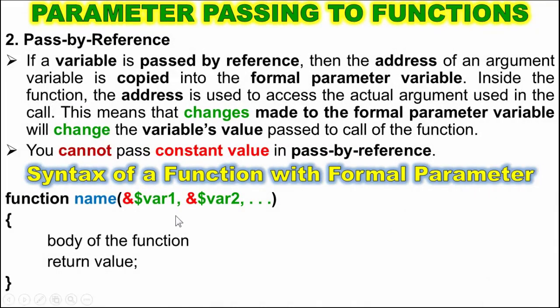Parameter passing to functions. Number 2, pass by reference. If a variable is passed by reference, then the address of an argument variable is copied into the formal parameter variable. Inside the function, the memory address is used to access the actual argument used in the call. This means that changes made to the formal parameter variable will change the variable's value passed to the call of the function. You cannot pass constant value in pass by reference.